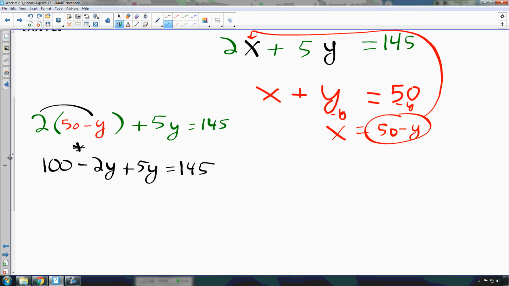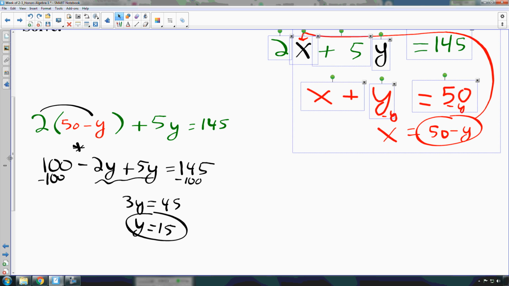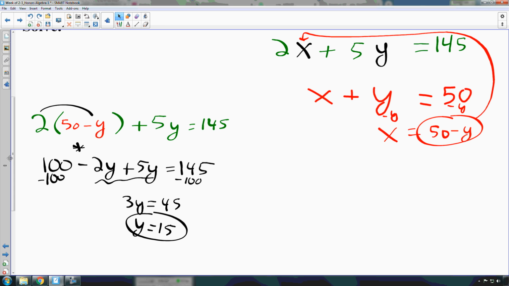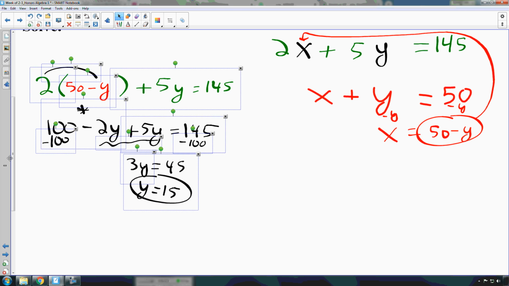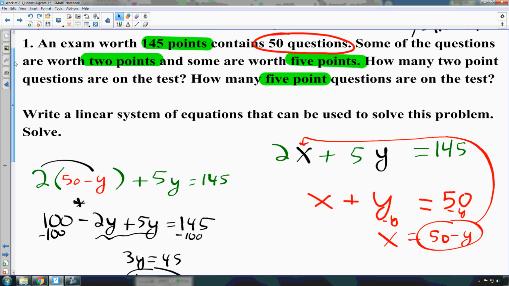So now we have 5Y minus 2Y, which is 3Y, by CLT, combining like terms. We subtract 100. So 3Y equals 45, and Y is equal to 15 if you divide both sides by 3. So that Y equals 15 has a meaning. What does Y equals 15 mean in the context of the problem? Back to the problem we were solving, what does it mean? Anybody know? Yes? The amount of 5-point questions. Yeah, so 15 5-point questions.